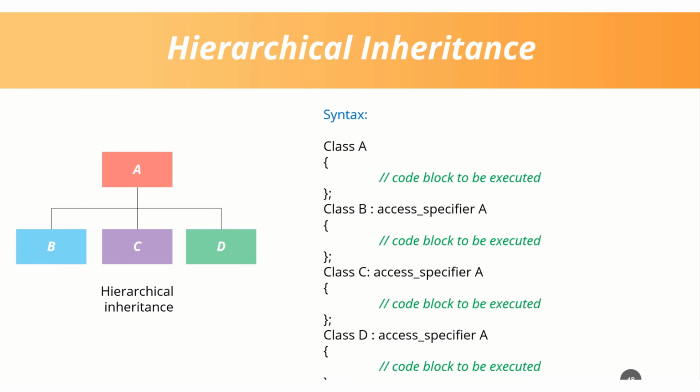Then there is hierarchical inheritance. The syntax is class A, class B, access specifier A, code of the block to be executed. Class C, access specifier, class A, class D, and access specifier A.